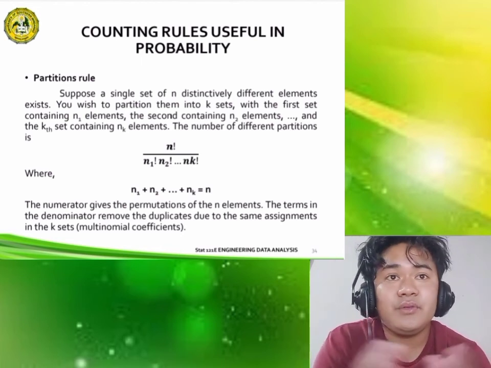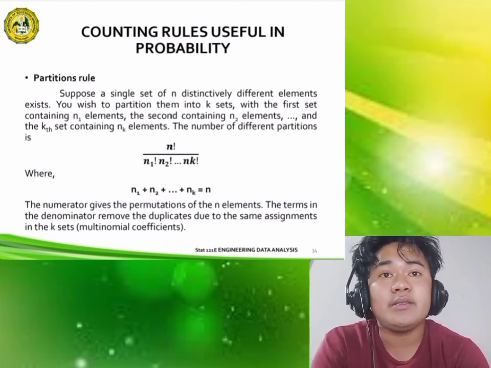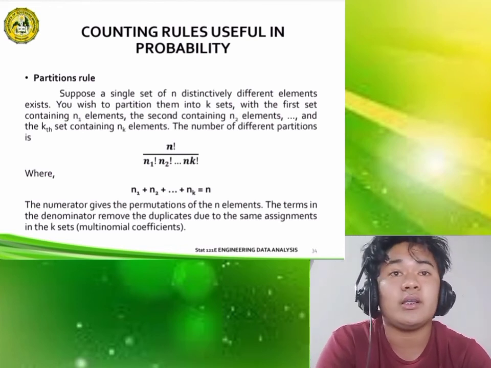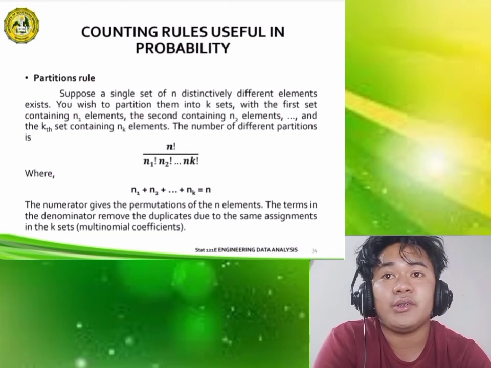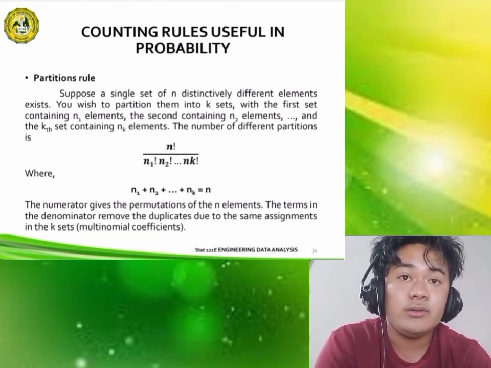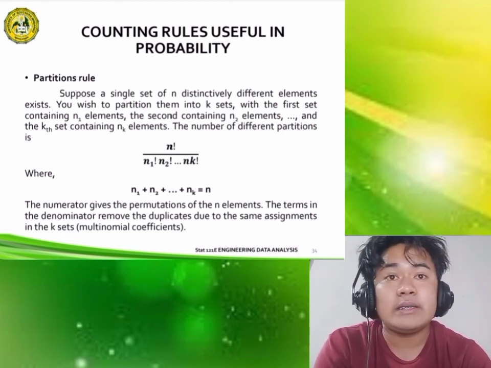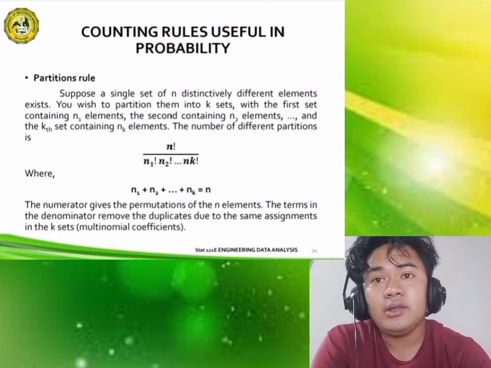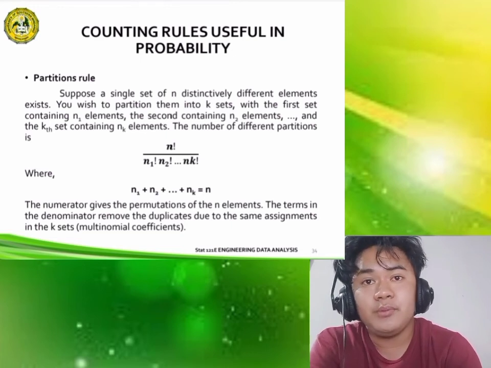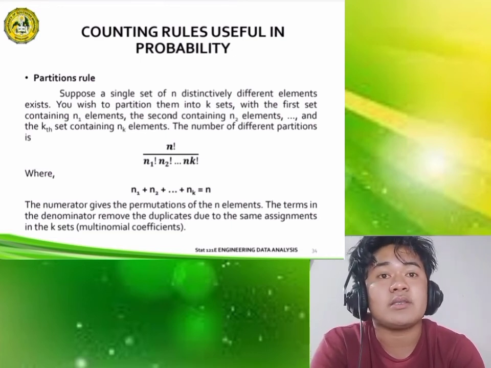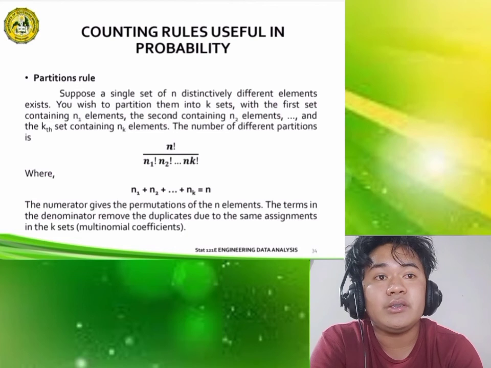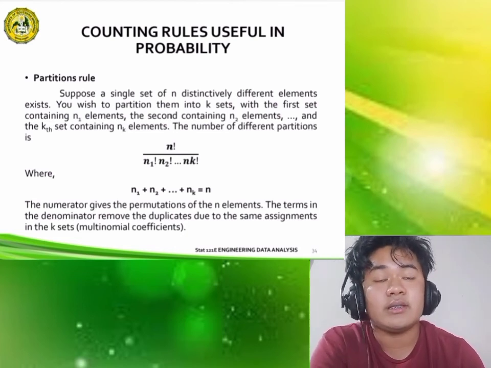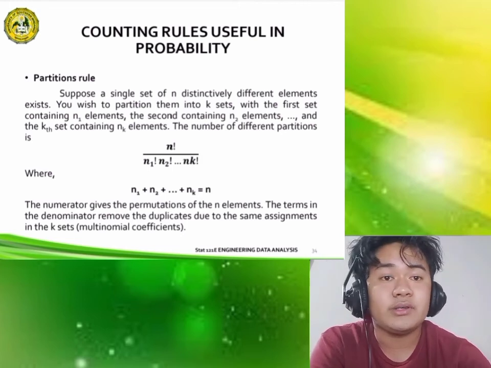The number of different partitions is n factorial divided by n sub 1 factorial, n sub 2 factorial, and so on, n sub k factorial, where n sub 1 plus n sub 2 plus so on plus n sub k is equal to n. Note that the numerator gives the permutations of the n elements. The terms in the denominator remove the duplicates due to the same assignments in the k sets, multinomial coefficients.